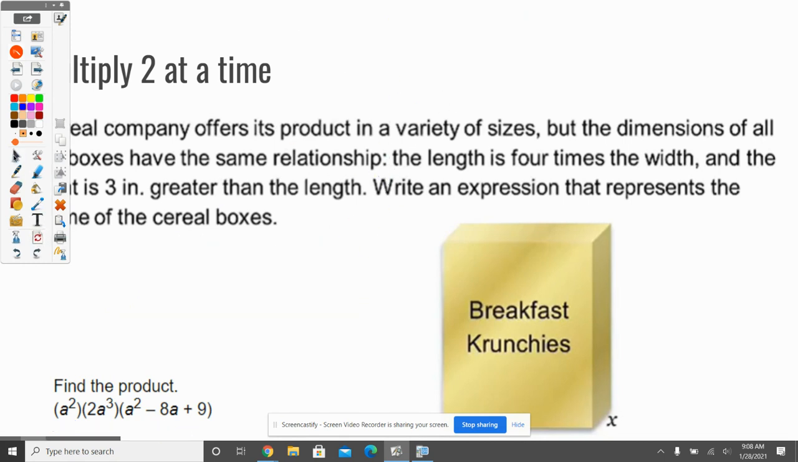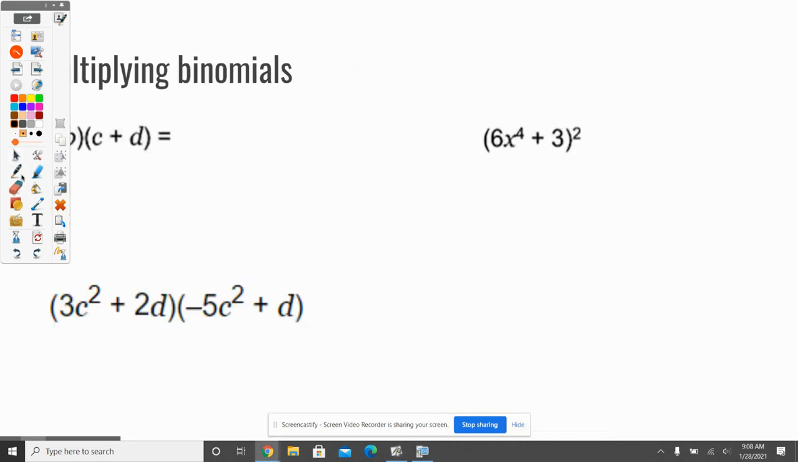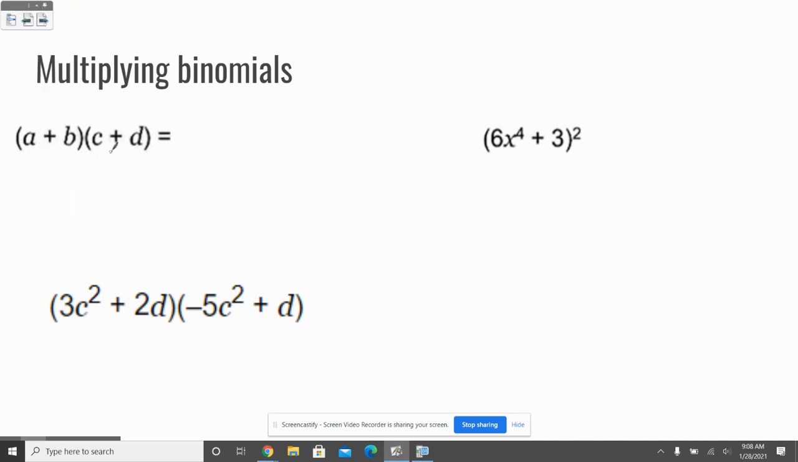Okay, so order doesn't matter with multiplication. It does with subtraction, though. Okay, so let's practice multiplying these binomials. Sometimes there's like terms, sometimes there's not. On this one, there's not.